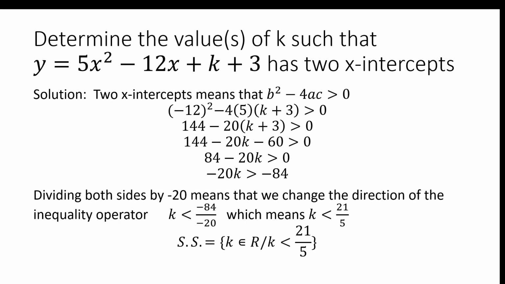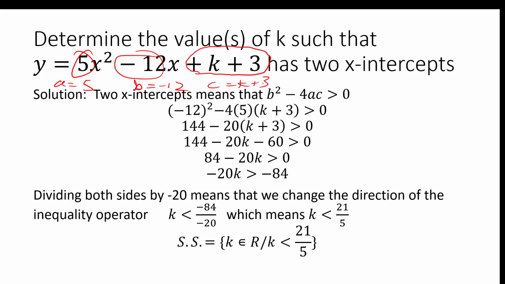And what if we wanted to determine values of k such that the function shown had two x-intercepts? Well, in this case, we'd see that a was equal to 5, and we'd see that b was equal to negative 12, and c represents everything not attached to an x at all. So c would actually be equal to k plus 3.